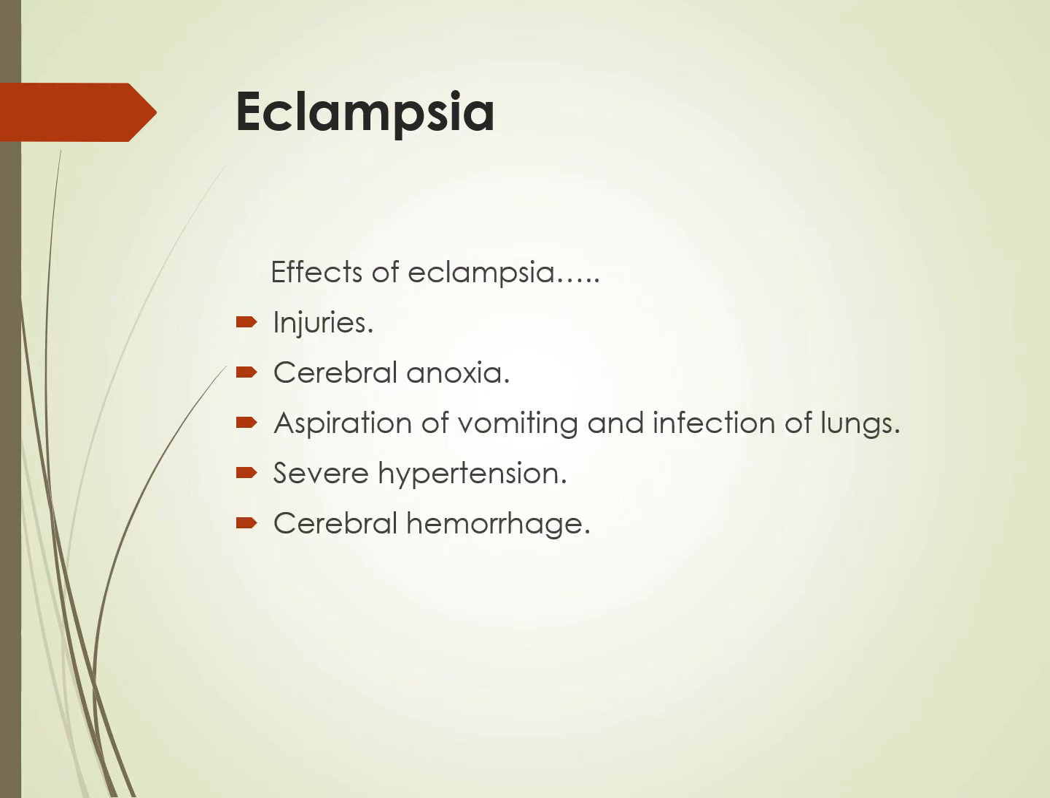The effects of eclampsia would be mainly injuries in the mother, because it's convulsions. Contraction and relaxation of the muscles, epileptiform fits. So it can lead to any kind of injuries in the mother. There can be damage to the brain because of hemorrhages, because of bleeding in the brain. And the blood pressure acutely increases. It's a very severe kind of hypertension. So this very severe hypertension, this cerebral hemorrhage, can cause damage to the brain, and also sometimes the spasm of the blood vessels supplying blood to the brain can cause anoxia. Less oxygen supply to the brain.